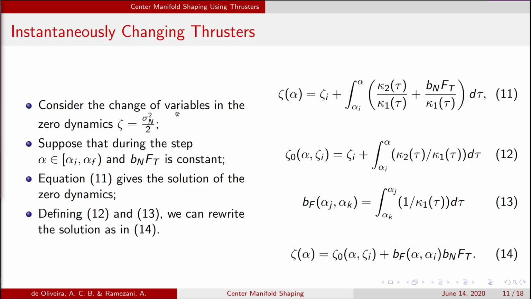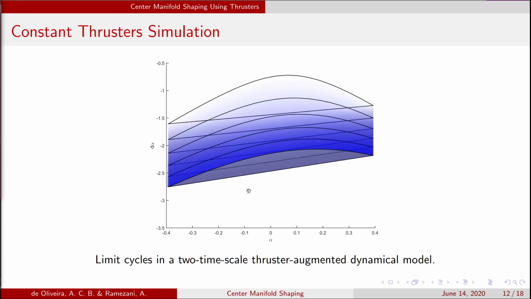By defining in 11 zeta 0 as a nominal solution of the aerodynamics, that is, the solution with no thruster influence, and Bf as the equation in 13, we can rewrite equation 11 into equation 14 for convenience. And now let's take a look at the limit cycles resulting from constant values of the thruster magnitude.